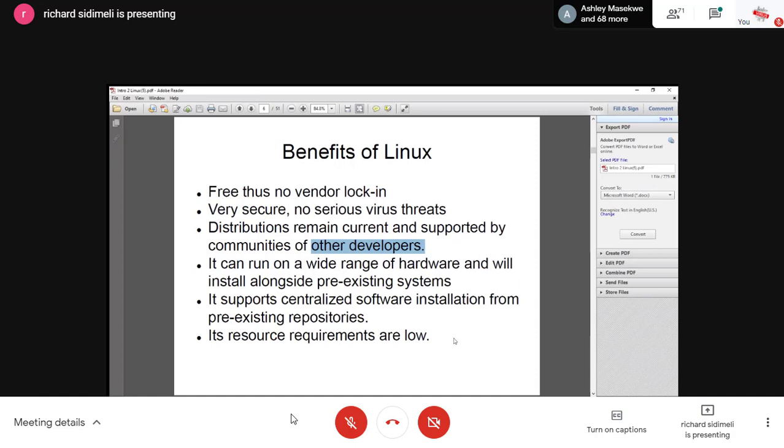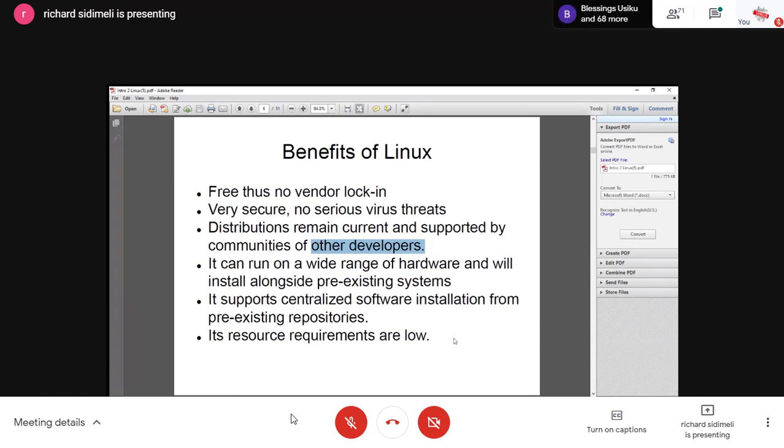And the most important one for you guys, I know it's not very important, but for me, from a hardware point of view, is that Linux requires very, very low resources to run.